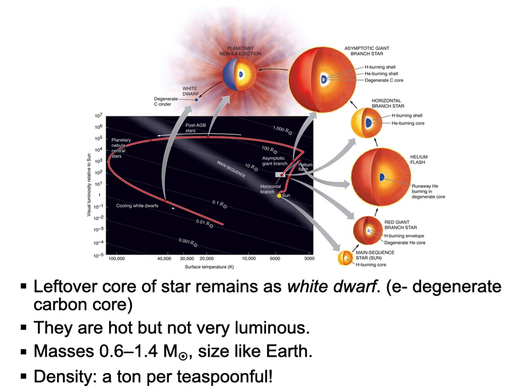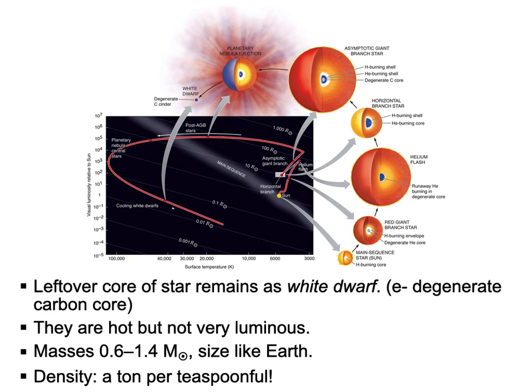A teaspoon of this stuff has the density of a ton. So could you stand on the surface of a white dwarf? Oh, there's no way. First of all, as you got close, you'd be instantly melted because of the radiation they're giving off. But if you got anywhere near the surface, you'd just be smushed, right? There's tremendous gravitational force on something that's that massive, crushed into the size of the Earth. So they're really hot, but they're not very bright, not very luminous at all, because they're just so tiny.